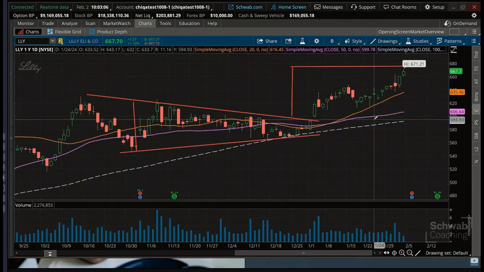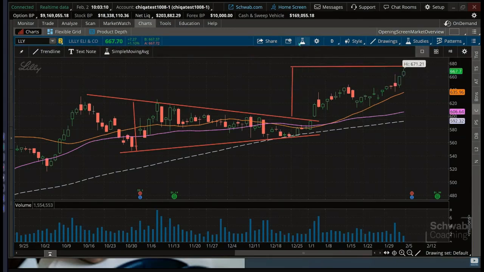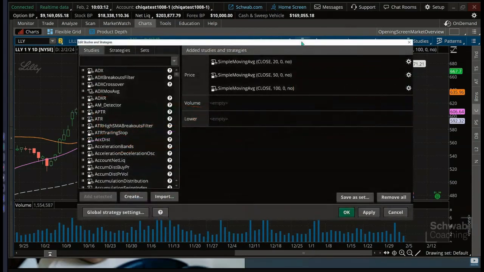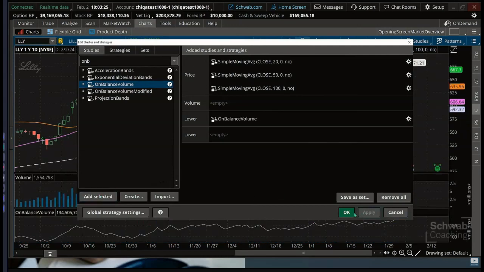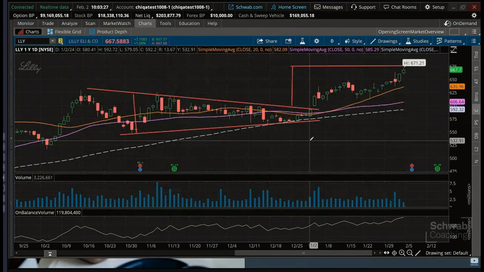So I'm going to put it on the chart so we can talk about it. Okay. So we're going to go here to the little flask, and we're going to add a study. We're going to put on balance volume. We're going to talk about the one below it as well, but not right yet. And we're going to stick this on the chart.